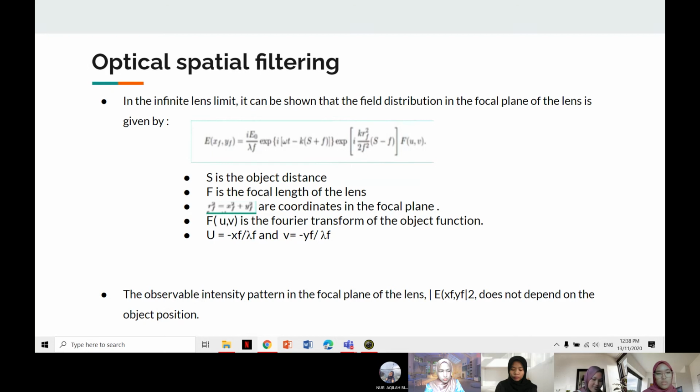F(u,v) is the Fourier transform of the object function. u is equal to negative x_f divided by lambda f, and v is equal to negative y_f divided by lambda f. The observable intensity pattern in the focal plane of the lens is E multiplied by x_f and y_f, and divided by 2, and does not depend on the object position.